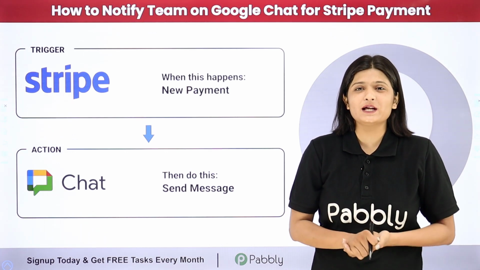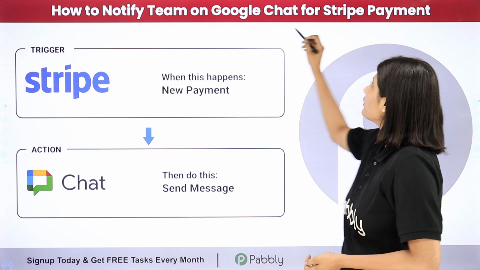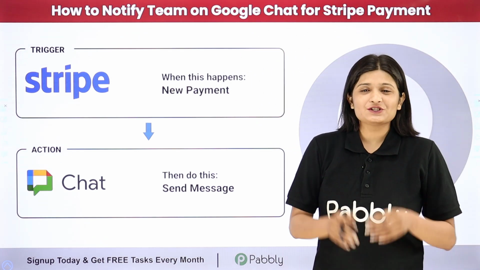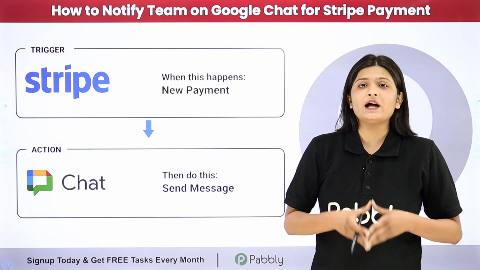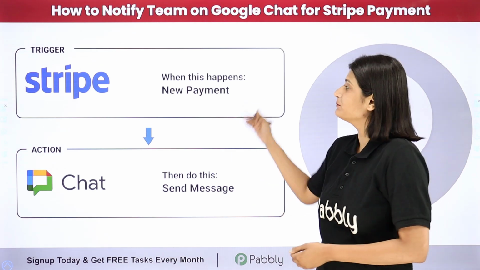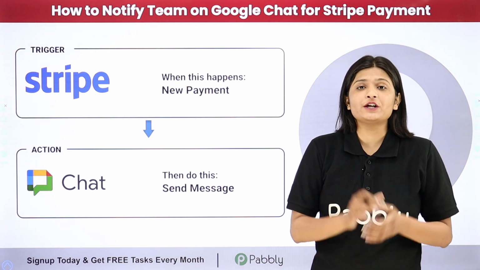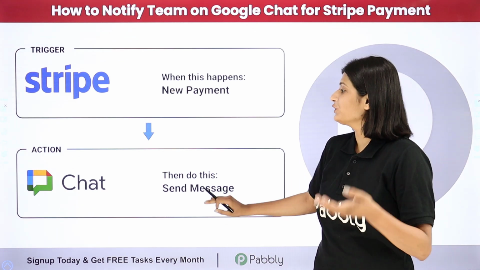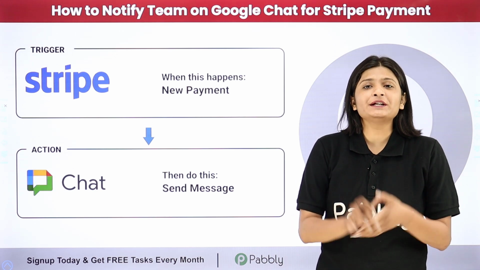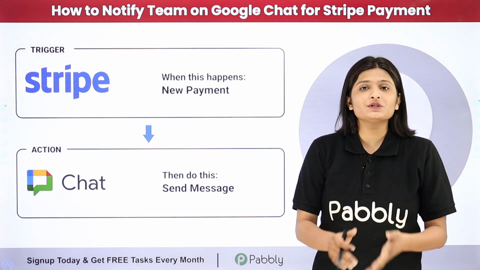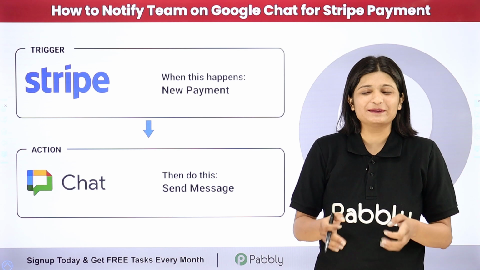So in this video, we are going to learn how to notify team on Google Chat for Stripe payment. Let's suppose I'm running a fitness studio and I'm collecting all my payments with the help of Stripe. Now whenever someone makes a new payment, I want to send an automated message to my team on Google Chat Hangout. I completely want to automate this process, and to do this automation, I am going to use Pabbly Connect.